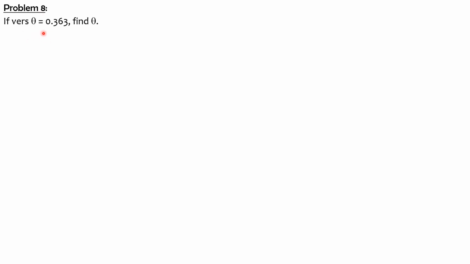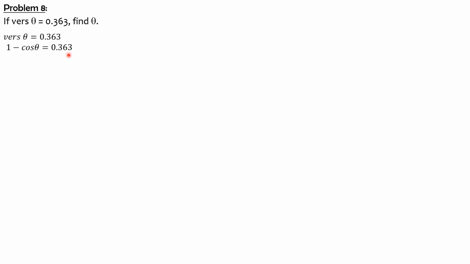If versine theta is equal to 0.363, then find theta. So I told you this is another trigonometric function. Then you should know the equivalent of this function, which is equal to 1 minus cosine of theta. So this is an easy problem if you are just familiar with the equivalent of versine theta. And this is equal to 1 minus cosine theta equals 0.363.